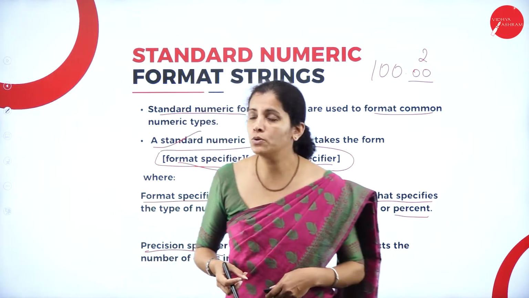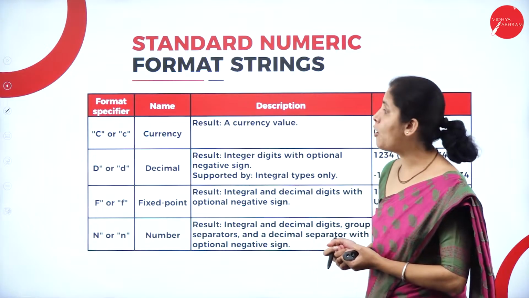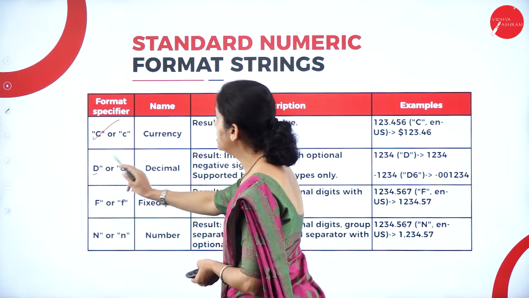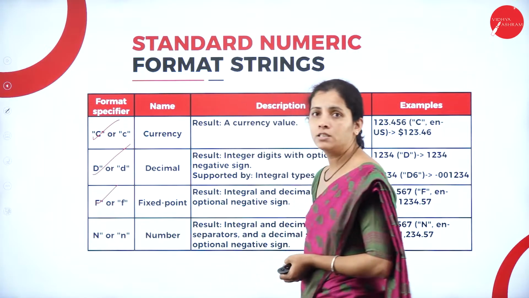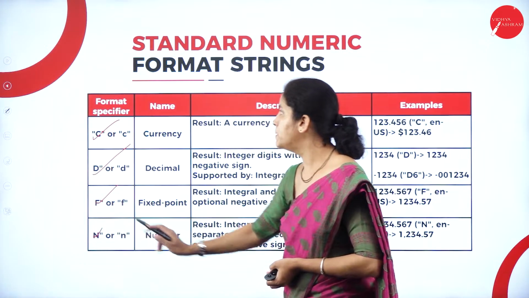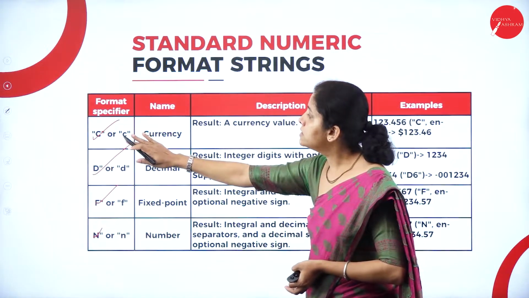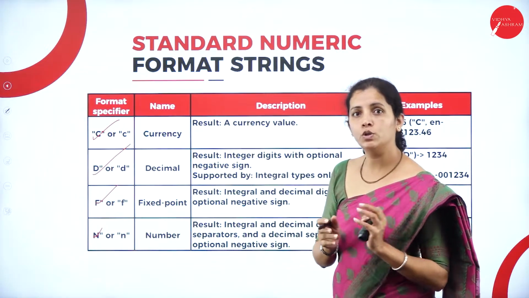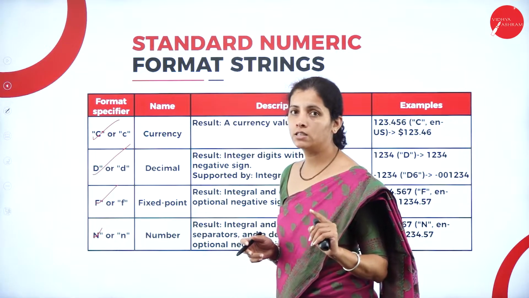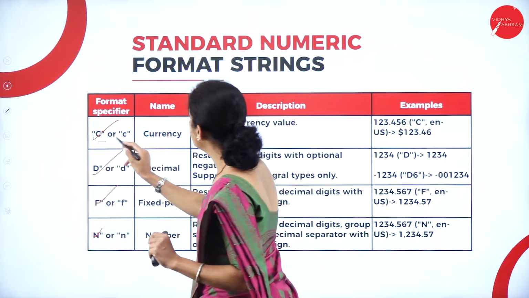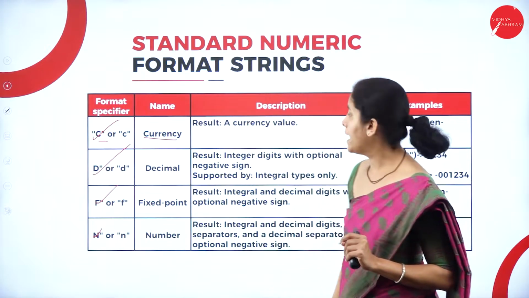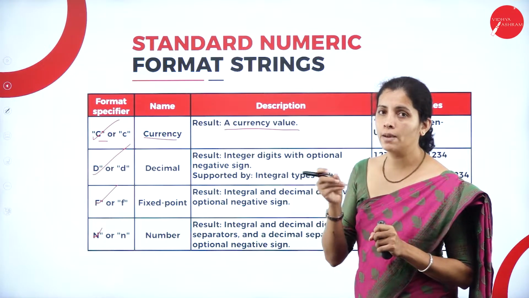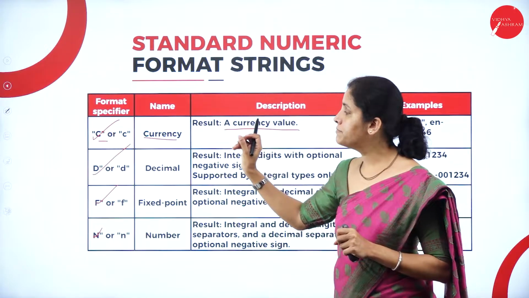Now let me consider some format specifiers. Here I have currency, decimal, fixed point, and number. So what is C here? C is nothing but the format specifier. That means I can use capital letter C or small letter c. Here C is the currency, a currency value. If I want to display a currency value, then I'm going to use the format specifier C.